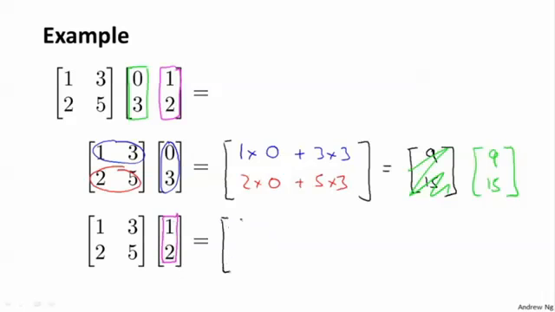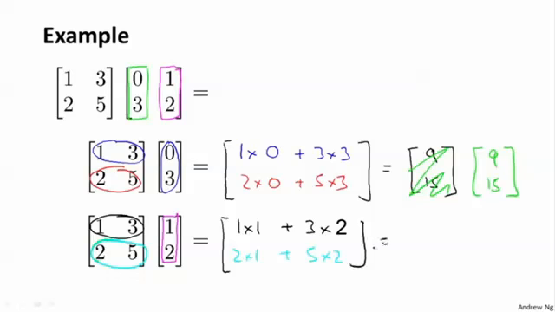Let's also do this quickly. So that's 1 times 1 plus 3 times 2. So just that was that row. And let's do the other one. So let's see. That gives me what? 2 times 1 plus 5 times 2. And so that is going to be equal to, let's see, 1 times 1 plus 3 times 1 is 4. And 2 times 1 plus 5 times 2 is 12.